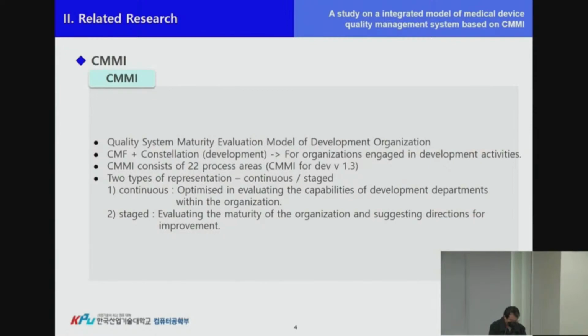within the organization. Staged representation is evaluating the maturity of the organization and suggesting directions for improvement.